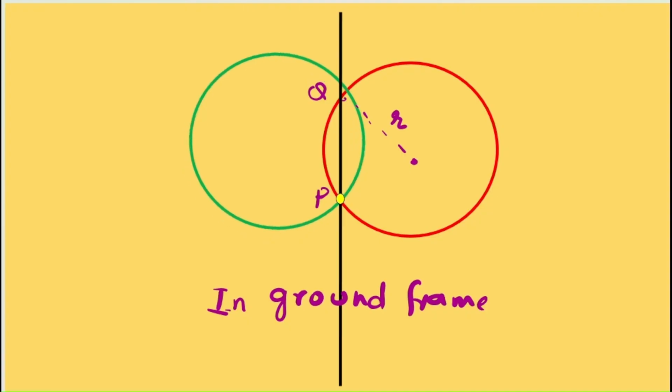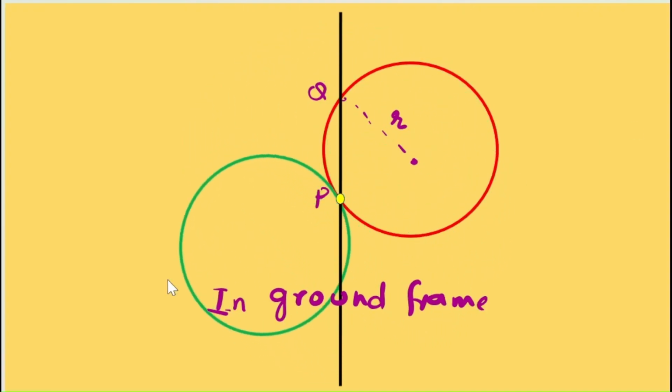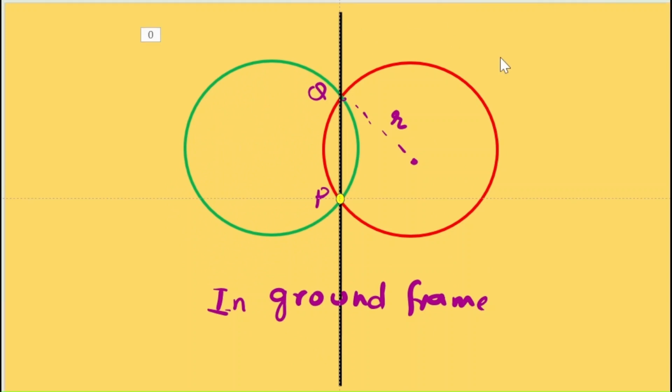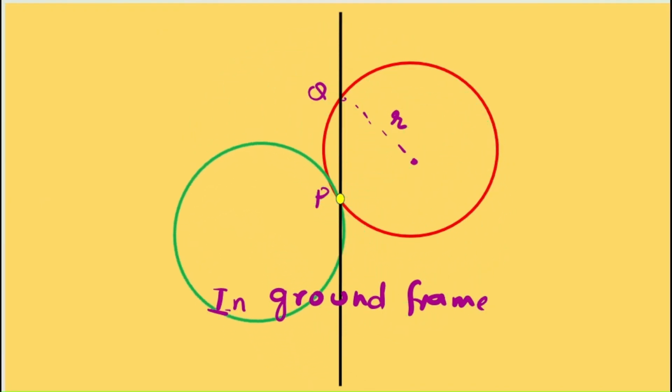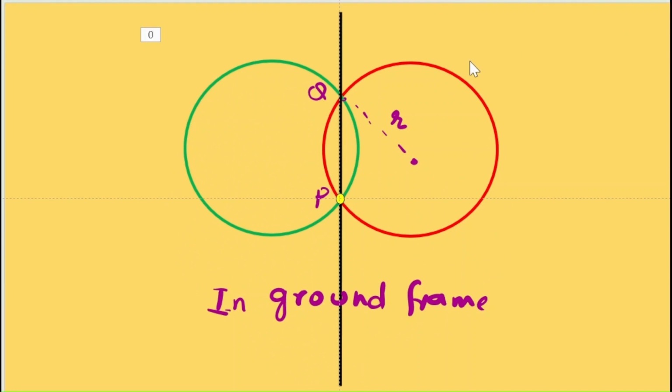Here you see this green circle is rotating with constant omega about this point P in a circular path. Once again you see it is moving in clockwise direction. Here two points are there. One is the intersecting point P, which is fixed, the other intersecting point is Q. We have to find out the velocity of this intersecting point, isn't it?